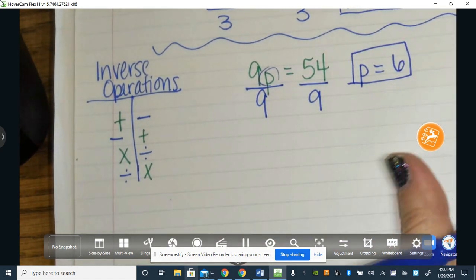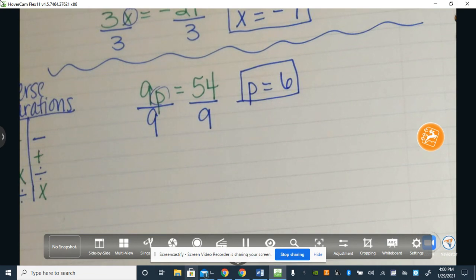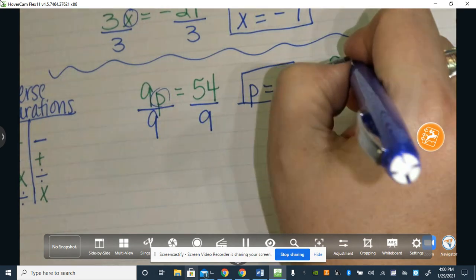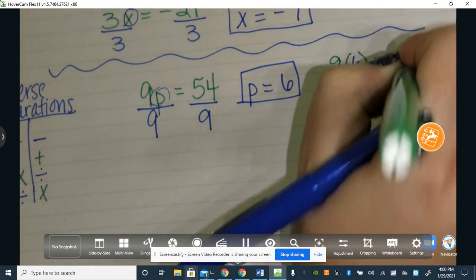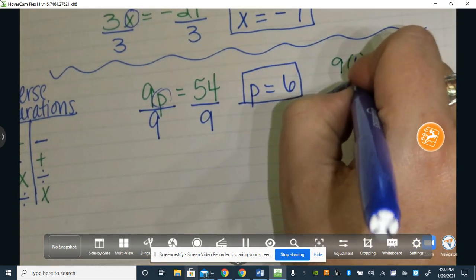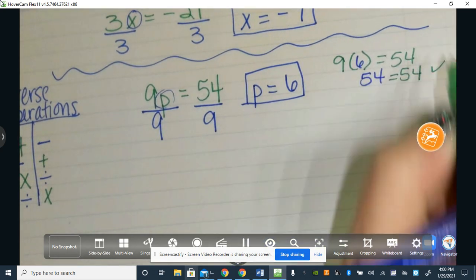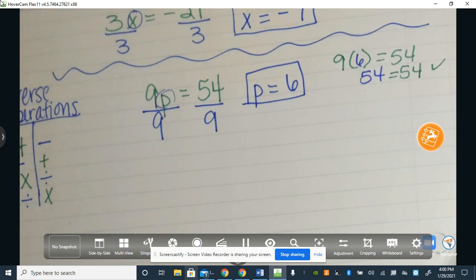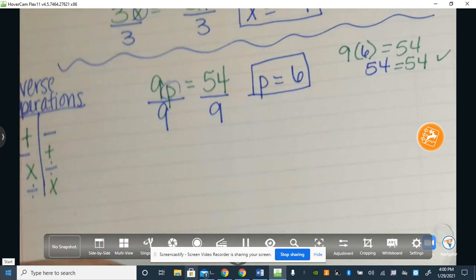And I can also check my work just to make sure. If you have a question, like, does that number make sense? Well, check it out. 9 times 6, does that give me 54? Well, 9 times 6 is 54. 54 is equal to 54. Therefore, it checks out that that is the solution to that equation. All right, let's go to another one.